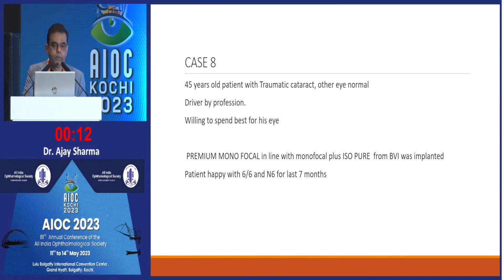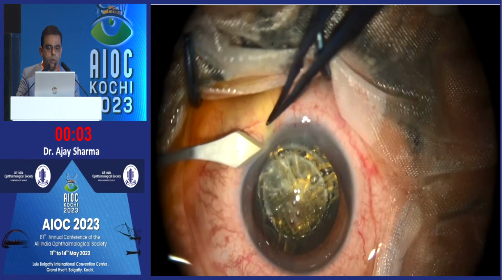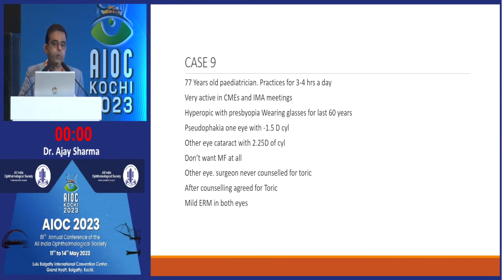Last is a case of a patient who has a traumatic cataract. No, this is the same. We have used monofocal plus here. This is interesting: a 77-year-old, my senior, a pediatrician who practices 3-4 hours a day and is very active in IMA activities and meetings, and has been hyperopic, wearing glasses for 60 years. One eye was pseudophakic, and the doctor never told him about the cylinder of 1.5 he still has. The other eye has a cataract with a cylinder of 2.25, and he doesn't want a multifocal lens. The patient is very categorical, and we also don't want to give it because there is mild ERM in both eyes.